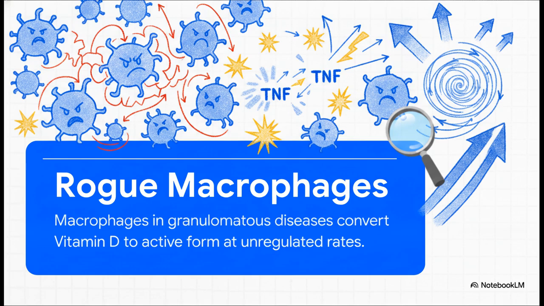Triggered by an inflammatory protein called tumor necrosis factor, or TNF, these macrophages cause a massive increase in an enzyme called 1-alpha hydroxylase. And what does this do? Well, it forces the conversion of intermediate vitamin D into its highly active form at a completely unregulated, hyperactive rate.